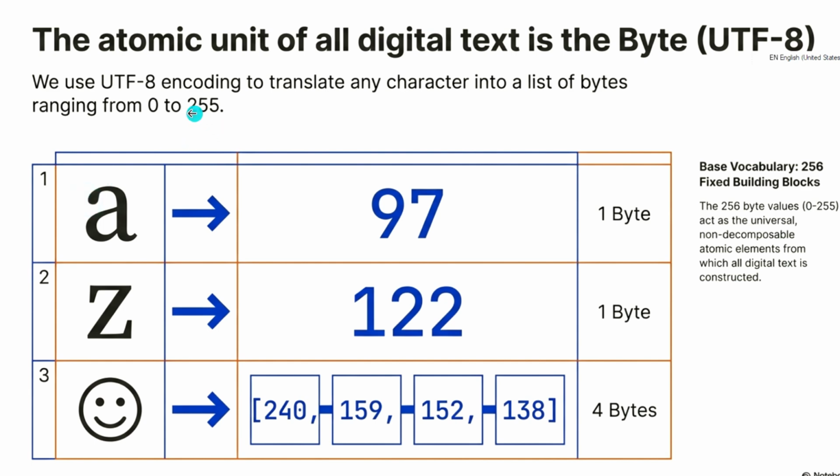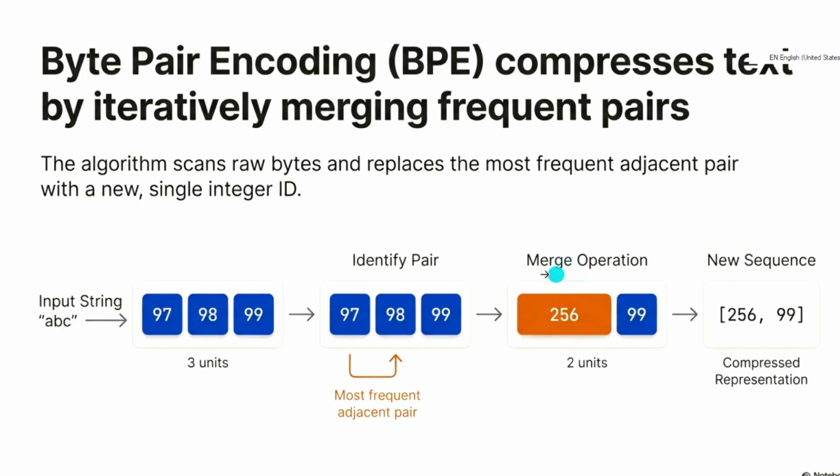Initially, we have the range of bytes from 0 to 255 in UTF-8, but for our LLM encoding, we made another token, 256. And what does 256 mean? It means 97 and 98. So 256 means 97 and 98, and 97 and 98 means A and B. And why do we merge them? Because they occur together a lot of times. Maybe, that's what the algorithm found out. And we got a new sequence that is much more compressed, as 256 and 99.